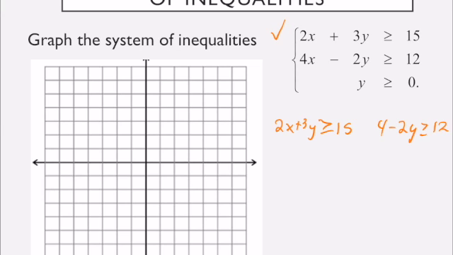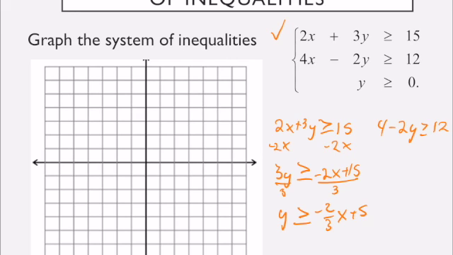Let's do it. So I'm going to subtract 2x from both sides. I have 3y is greater than or equal to negative 2x plus 15. I divide both sides by 3. I have y is greater than or equal to negative 2/3 x plus 5. Awesome. One down, one to go. And this one was already perfect.